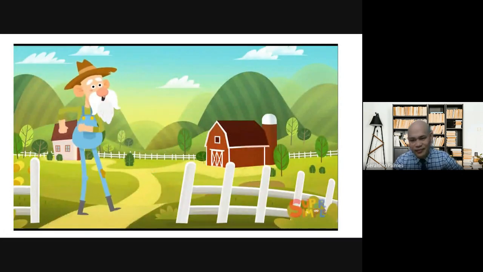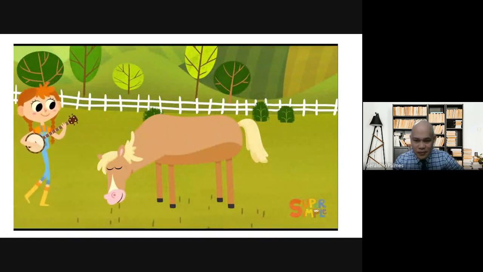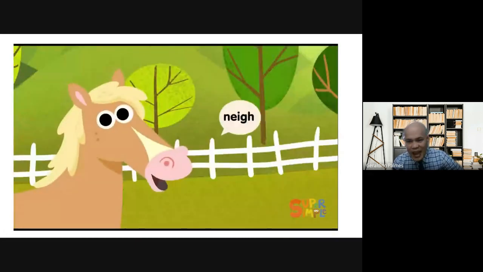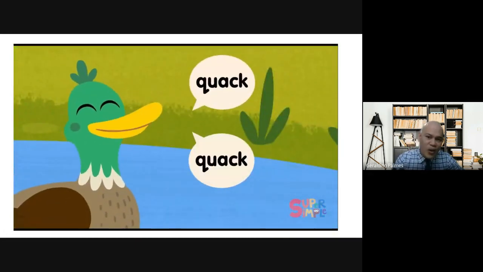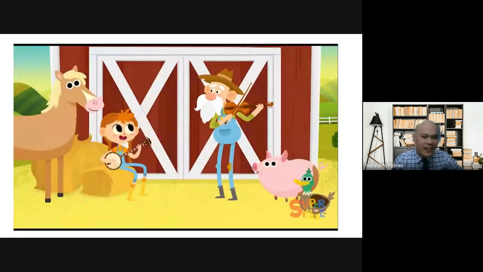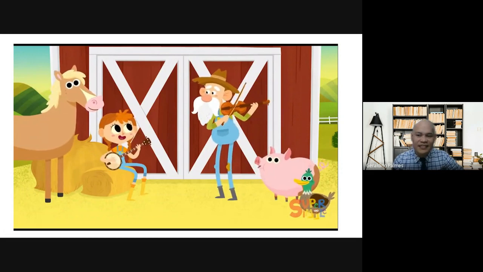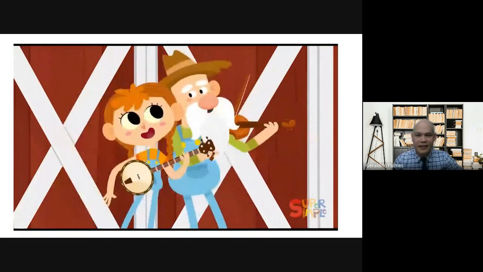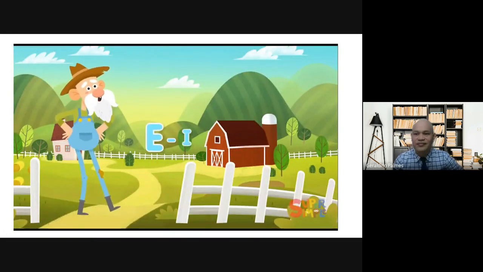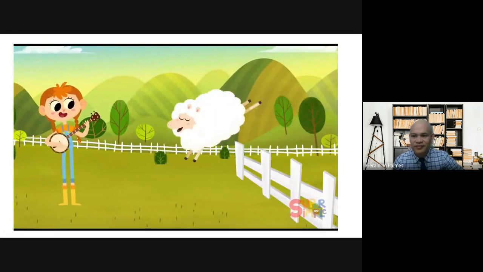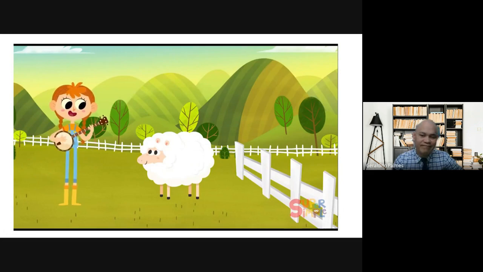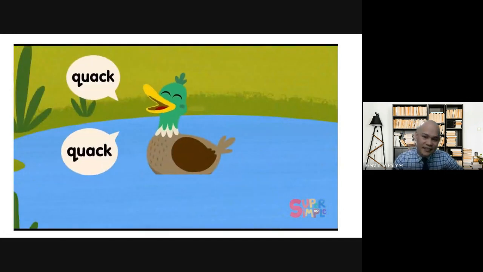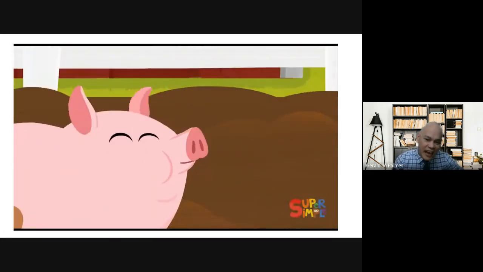Old Macdonald had a farm, E-I-E-I-O. And on that farm he had a horse, E-I-E-I-O. With a neigh-neigh here and a neigh-neigh there, and a quack quack here and a quack quack there, and an oink oink here and an oink oink there. Old Macdonald had a farm, E-I-E-I-O. And on that farm he had a sheep, E-I-E-I-O. With a baa-baa here and a baa-baa there, and a neigh-neigh here and a neigh-neigh there, and a quack quack here and a quack quack there.